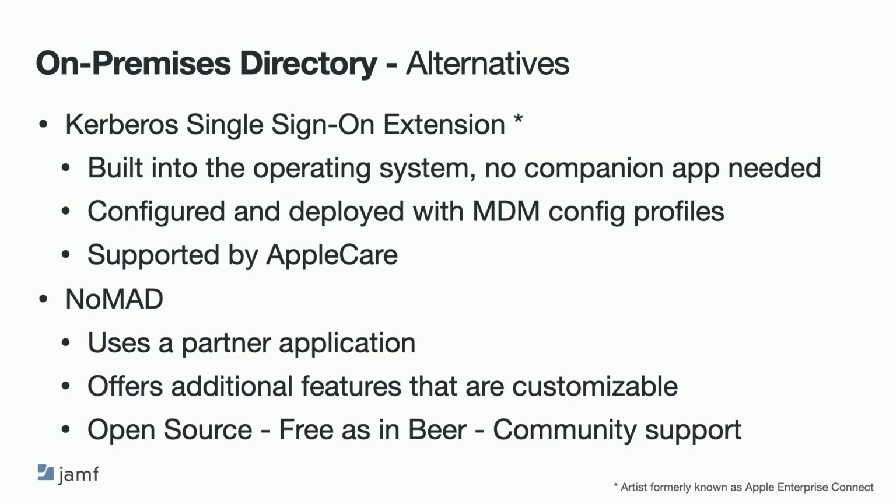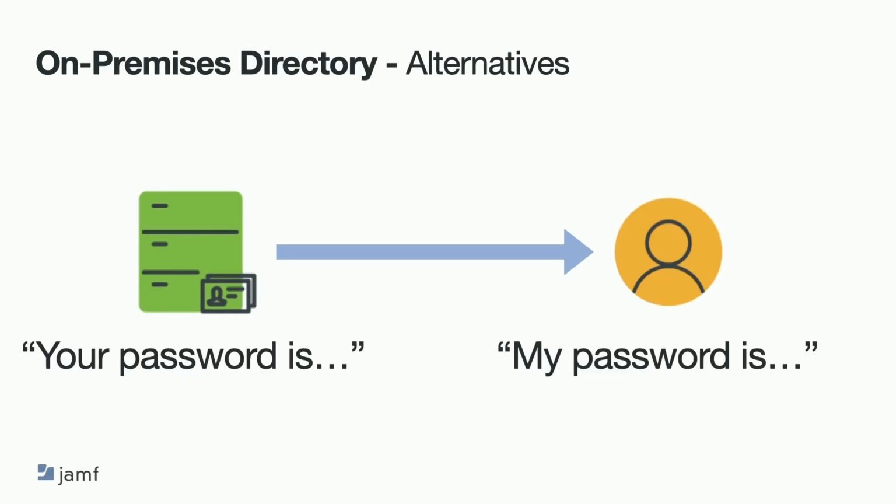An alternative, of course, is Joel and Josh wrote beautiful Nomad many moons ago. It is free as in beer. It does require a partner application which sits in the menu bar and goes out, and they do the usual things. They get the Kerberos tickets, they can get and mount file shares. It's great. Just keep in mind that there's a huge difference between being bound to Active Directory, which is the directory tells that network account, this is your password. Hard stop, end of story.